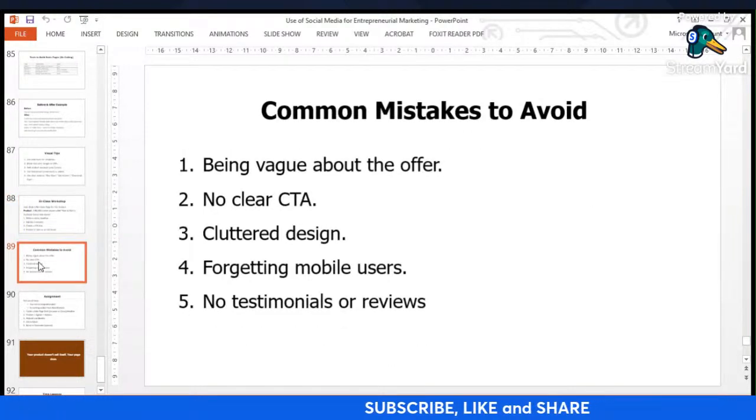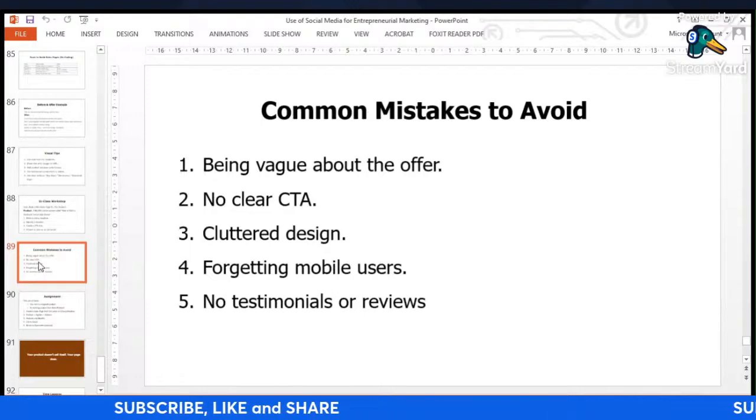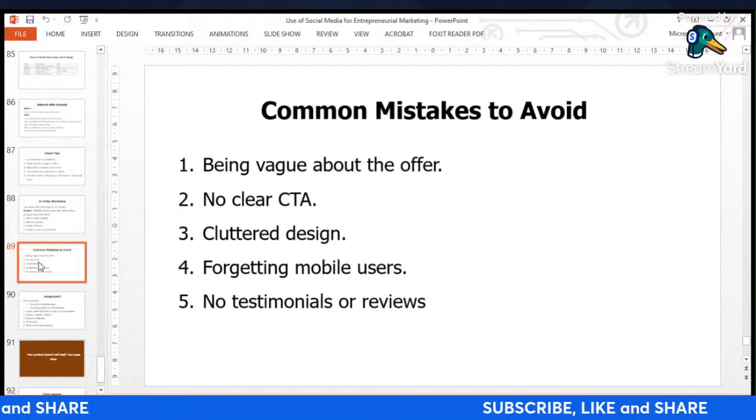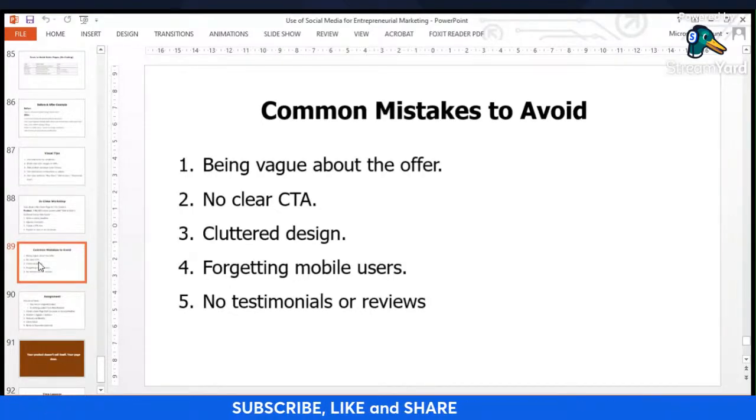Now, what are common mistakes you need to avoid in developing a sales page? Number one, don't be vague. Some mistakes people make is being vague about the offer. You are not clear about the offer you're offering. You can see the offer I created. It was very clear, very direct.